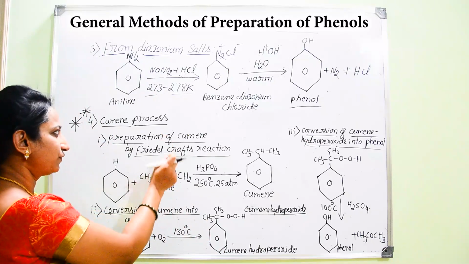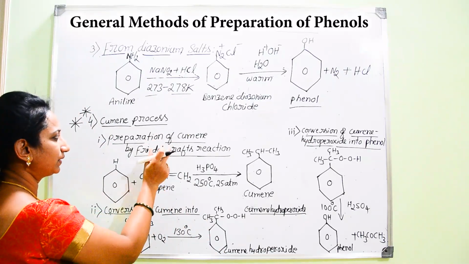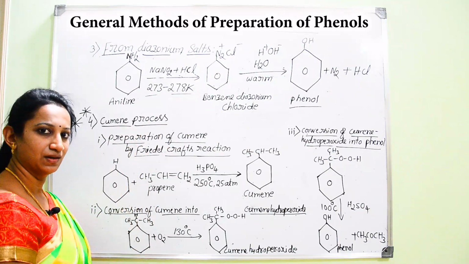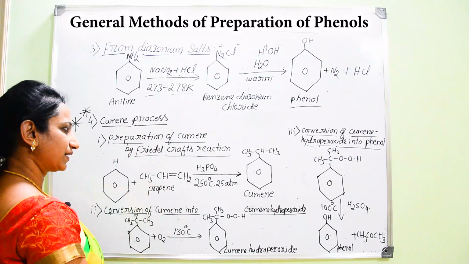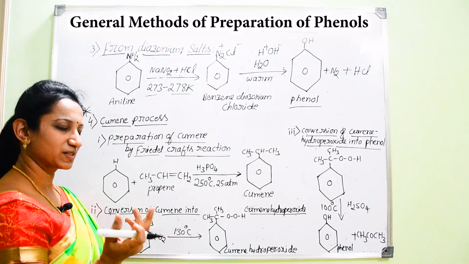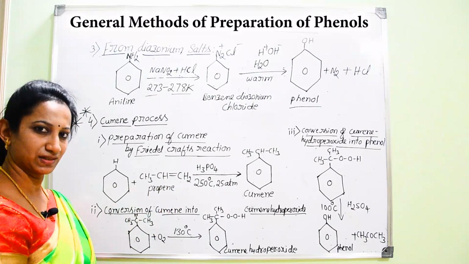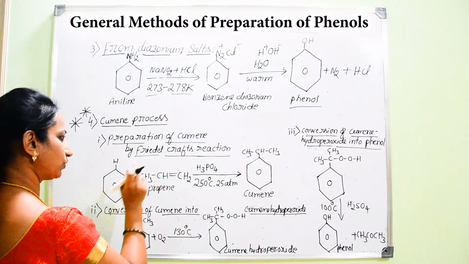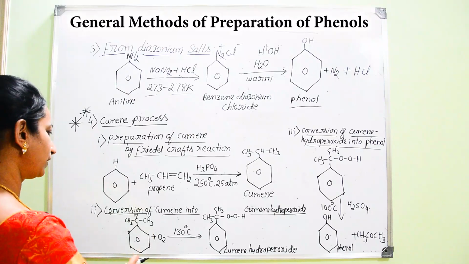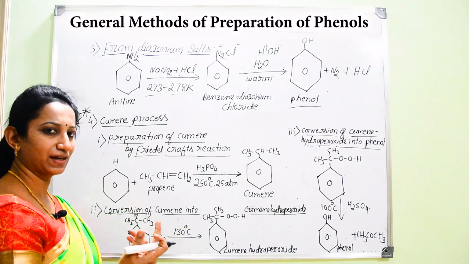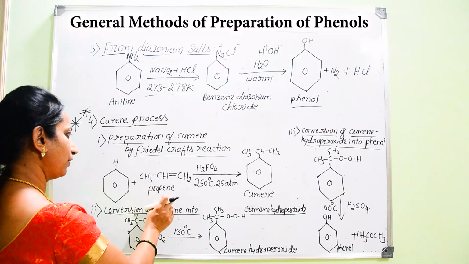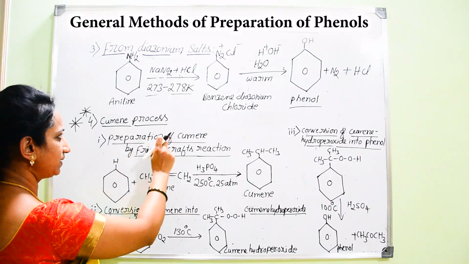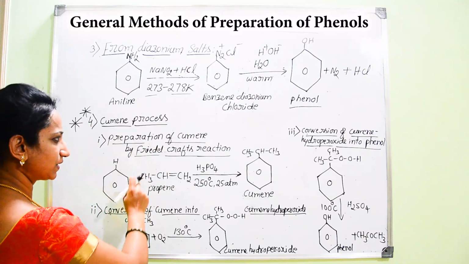Next, a very important method of preparation of phenol is called the Cumene process. They ask many times regarding this Cumene process. They can ask, explain the preparation of phenol by Cumene process, or explain the preparation of phenol from benzene by Cumene process. How do you convert cumene into phenol? They can ask in any way. You have to know whatever steps are involved in this process. Here the name is Cumene process. What are the steps involved here?